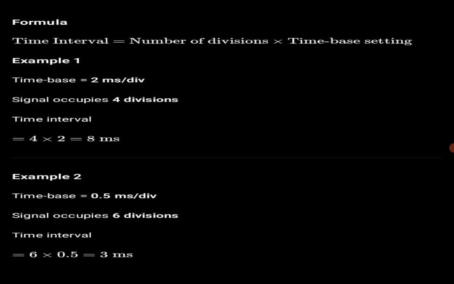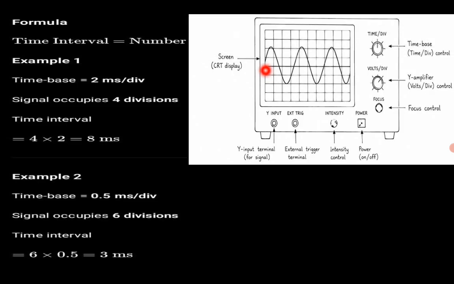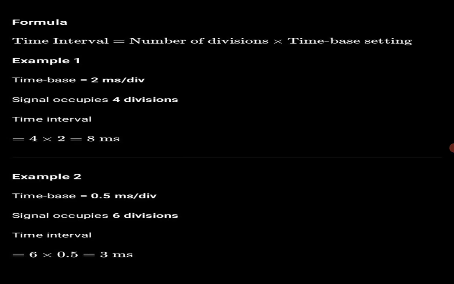So in order to calculate a time interval, you use this formula. A time interval, that's the time between events, is equal to the number of divisions. Just count the number of divisions. You count these divisions. These ones, 1, 2, 3. You can easily count these: 1, 2, 3, 4, 5, 6, and so on. All right, so number of divisions times time-base setting.